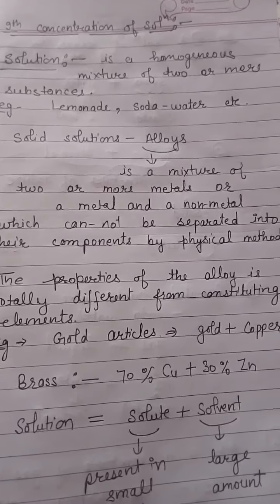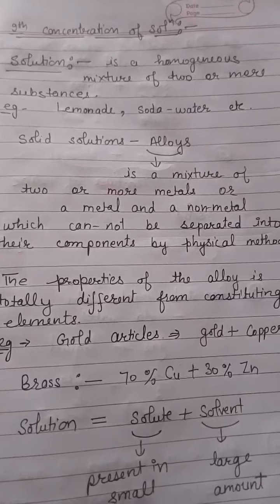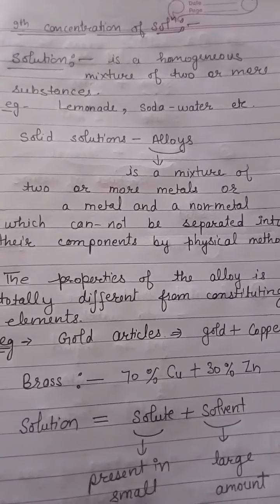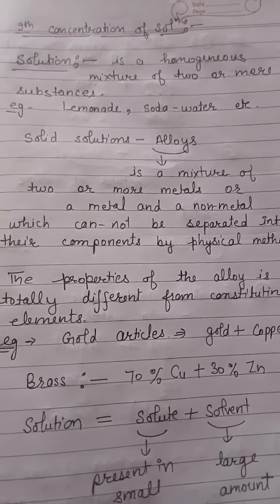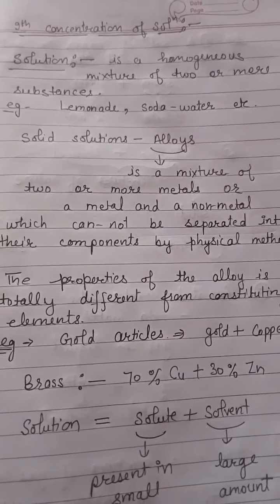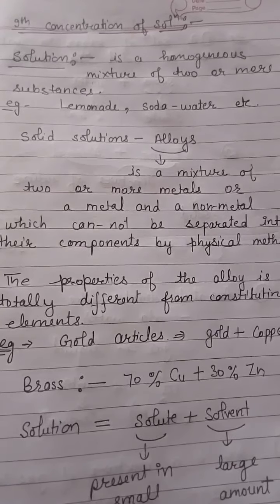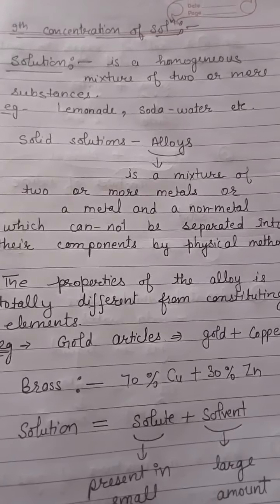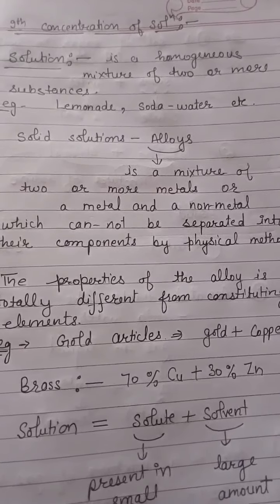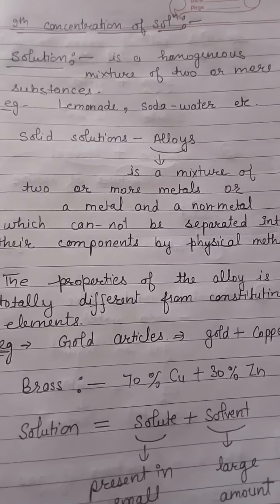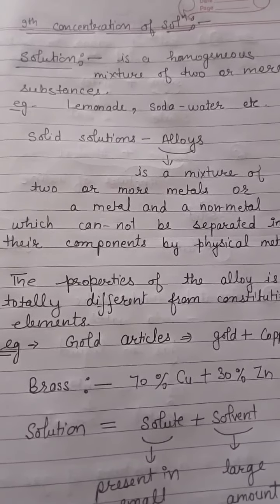A solution is a homogeneous mixture of two or more substances. For example, lemonade, soda water. These are examples of a homogeneous solution. Generally, when we discuss solutions, it only comes to our mind that it must be a liquid. But there are solid solutions and gaseous solutions also.